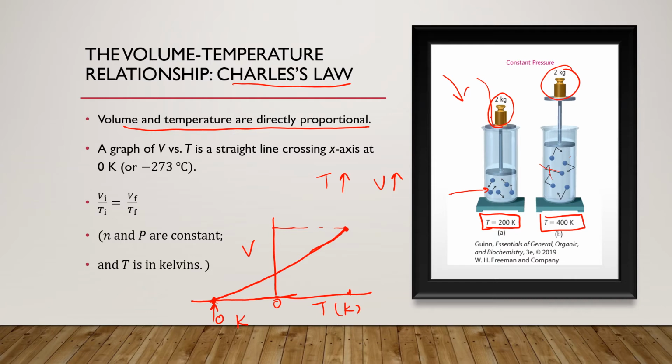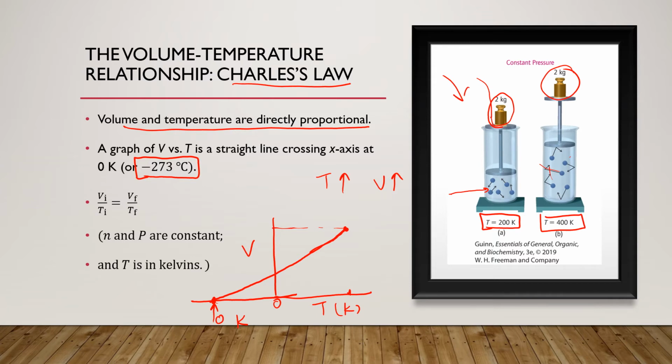So this is the absolute zero temperature of any gas. The value of absolute zero is negative 273 degrees Celsius, which is also equal to 0 Kelvin. So therefore we can say that at 0 Kelvin a gas has no volume and the particles of that gas will have no kinetic energy.